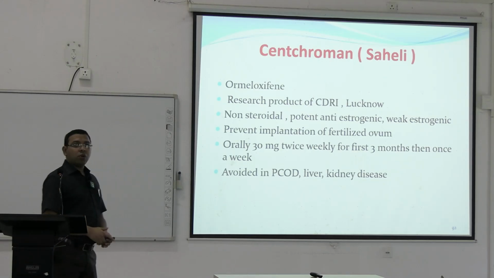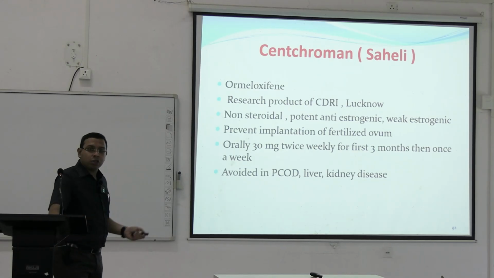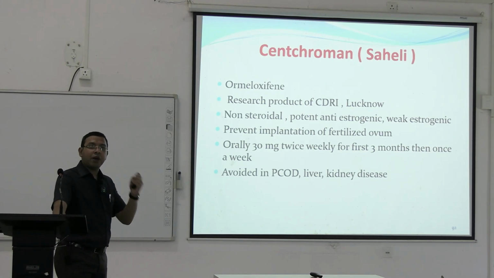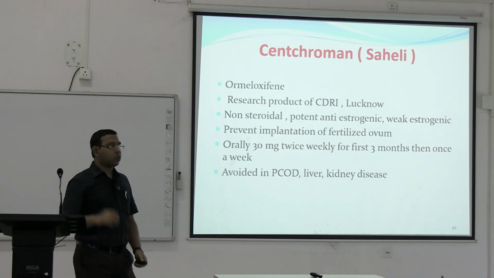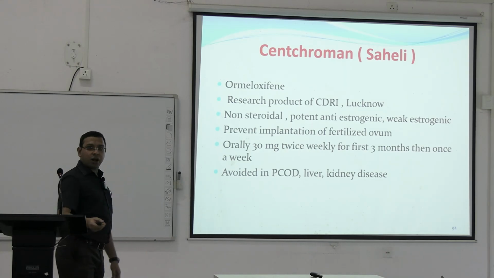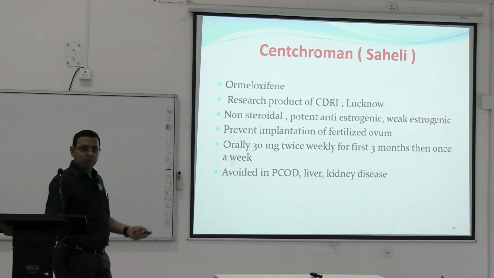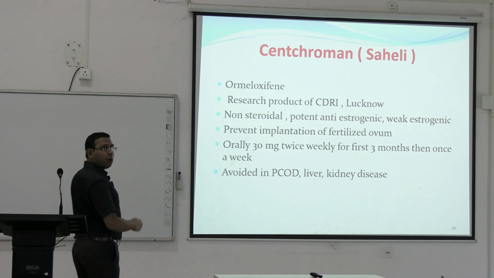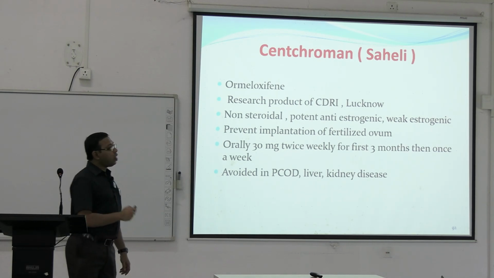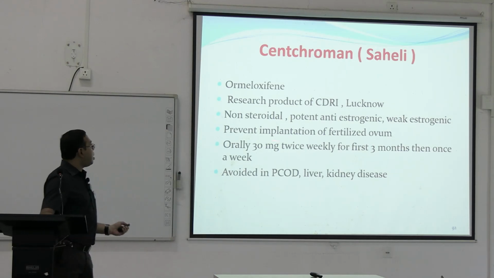Centchroman, also known as Saheli, this is ormeloxifene. Already we have seen that ormeloxifene is a selective estrogen receptor modulator, after tamoxifen and raloxifene, I have shown ormeloxifene. So this is a research product of our country, India. CDRI Lucknow discovered it. That's why this is very important. This is a non-steroidal compound. Potent anti-estrogenic and weakly estrogenic actions are there. It prevents implantation of the fertilized ovum. Orally 30 milligram twice weekly for the first 3 months, then once a week.